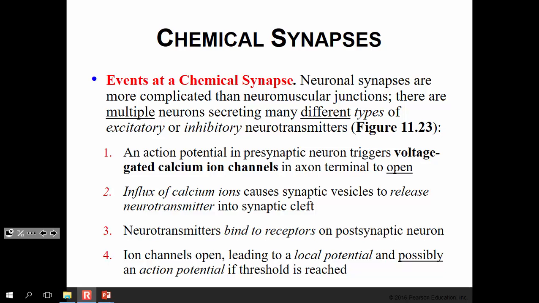First of all, the action potential gets down to the presynaptic neuron, and it triggers the voltage-gated calcium ion channels down in the axon terminal to open up. And all the calcium ions flood in, and that causes the synaptic vesicles to release the neurotransmitter into the synaptic cleft, and they do this by exocytosis. Then the neurotransmitters bind to the receptors on the postsynaptic neuron, and this opens ion channels, and that leads to a local potential, and if it reaches threshold, it'll go ahead and become an action potential.